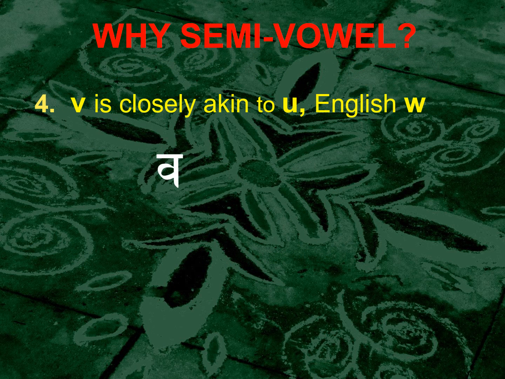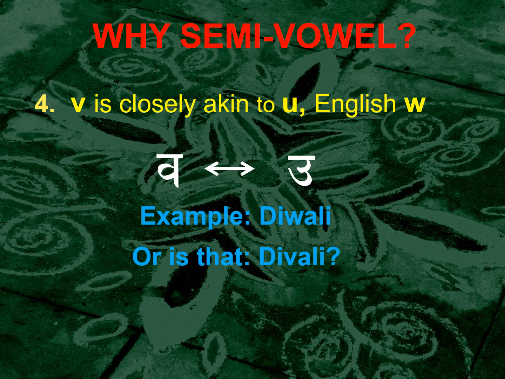The semi-vowel va has an on-again, off-again relationship with the vowel U. Take the word for the Hindu festival, Diwali. Or should that be Diwali? The standard is not clear. If we use the transliteration Diwali, we're using a sound that comes close to the O or U. If it should be Diwali, then it's more like a consonant.